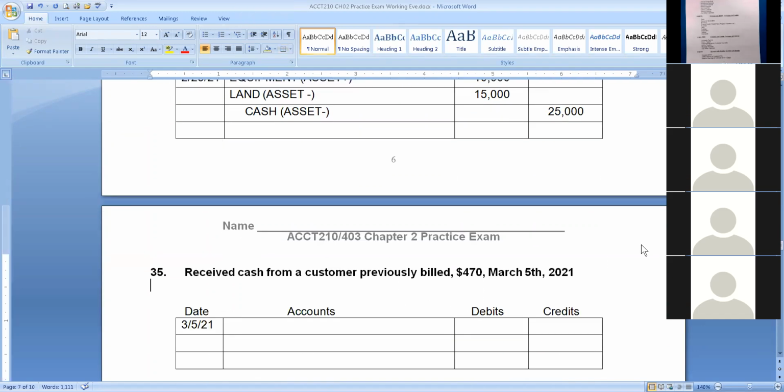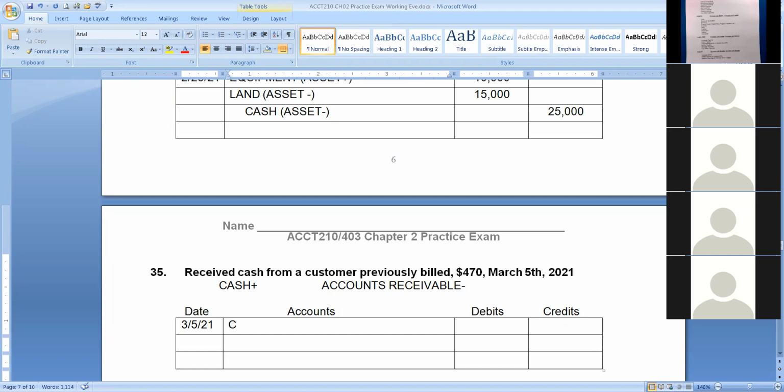Okay, received cash from a customer previously billed. This is a tricky one. Cash, accounts receivable. Good. It's not that tricky. All right, cash going up or down? Up. Accounts receivable, up or down? It's going down. Good. They no longer owe us for this 470. We had on the books that they owed us 470. Well, now they just paid it.